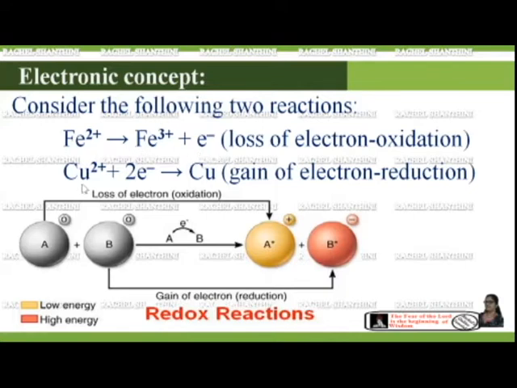In the second reaction, copper 2+ ion gains 2 electrons and forms a copper atom. Here, since it gains 2 electrons, the charge on the copper 2+ ion gets neutralized and it is reduced to a copper atom. So we can say copper 2+ ion gets reduced to copper.